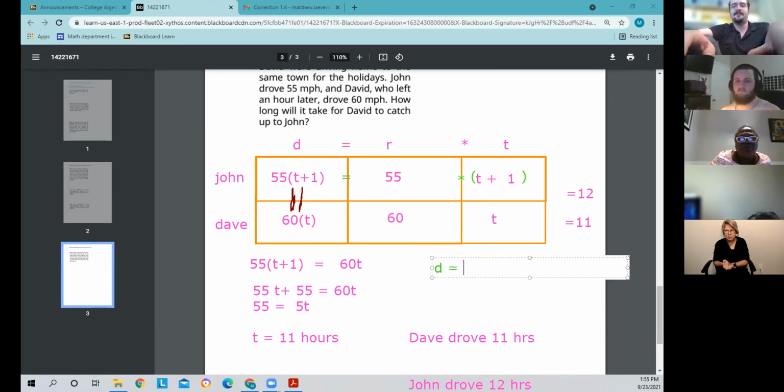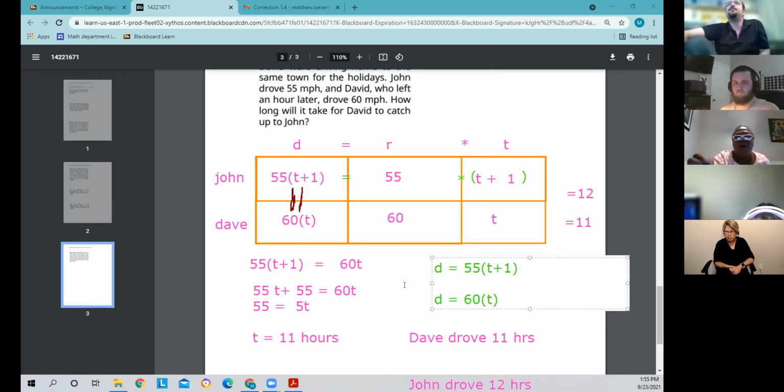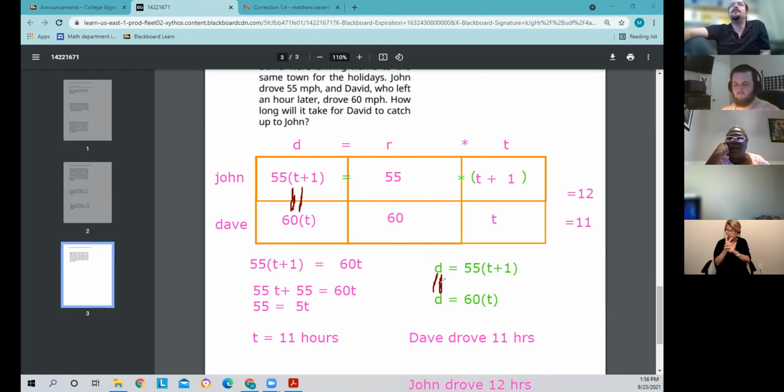we have distance equals 55 times T plus one. We're actually doing substitution here, and it may not be super apparent. That's what we're doing. 60T. But we have to find out what the 55 times T plus one is first, right? Then we have to find out what the 60T is, right? If we did it separately. Yeah. So we know that these are both the distance D, right? And we know that these two things are the same. So that tells us that these two things have to be the same.